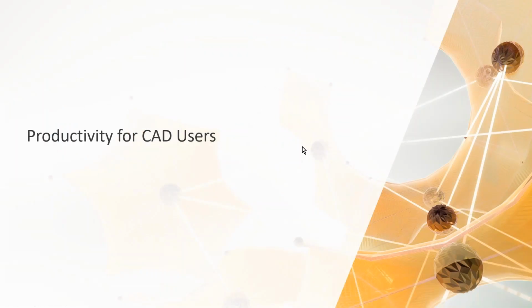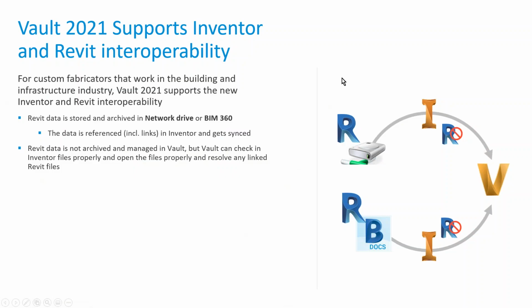All right, so let's start with productivity for CAD users. Inventor has gotten some nice new interoperability with Revit recently, and I'll admit I haven't been keeping up on all of the additions to Inventor over the last couple of years, so I don't know if this is something that got introduced in 2020 or if it's brand new for 2021, but some really interesting behavior if you work with Revit data in Inventor.